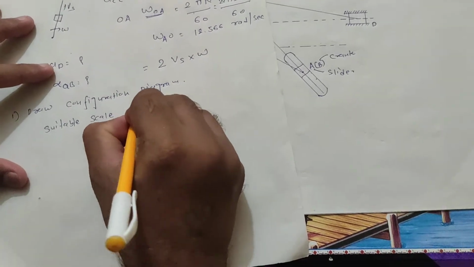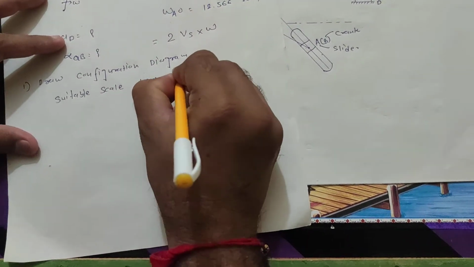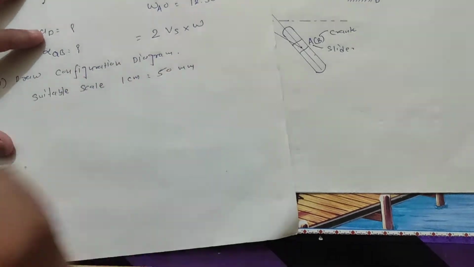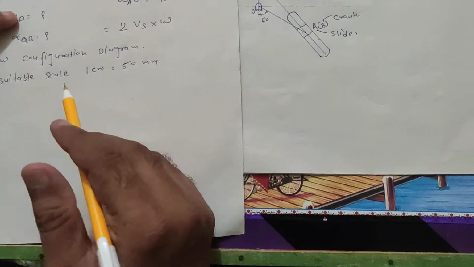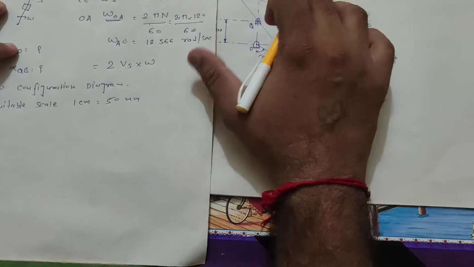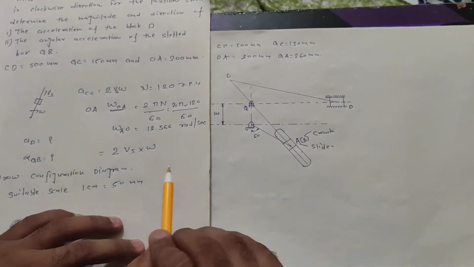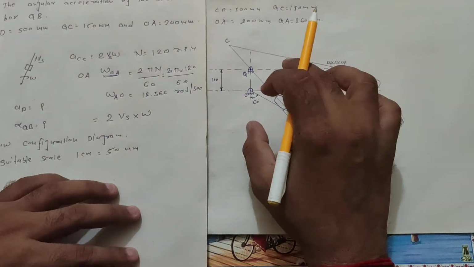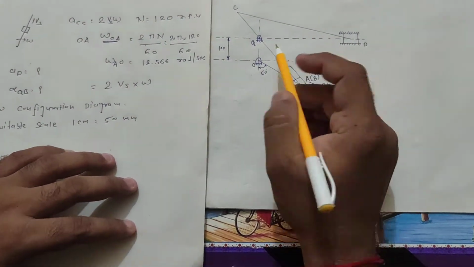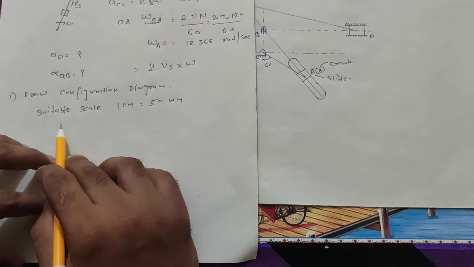That is 1 centimeter equal to 50 mm, that is the scale that I have to consider. In the exam this diagram is given in the data, but you have to draw it on your exam sheet or answer sheet with a suitable scale. So the first step is to draw a configuration diagram with a suitable scale.